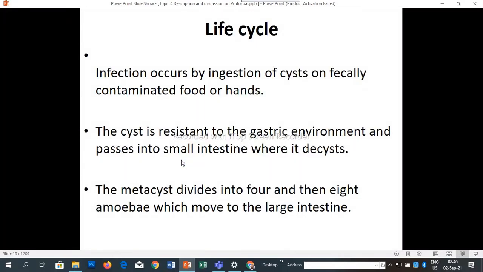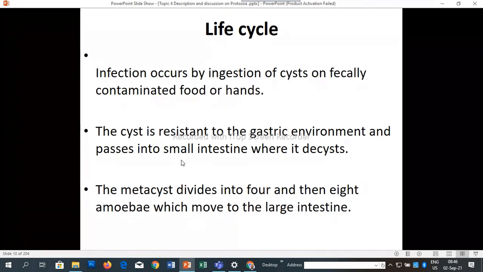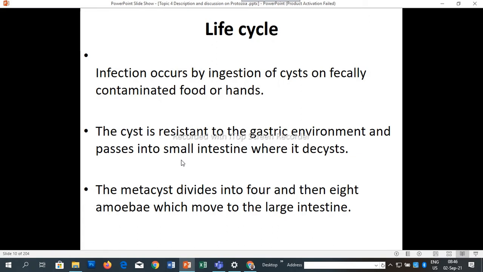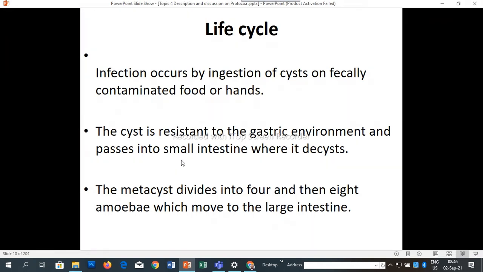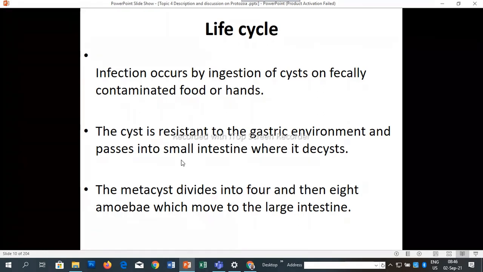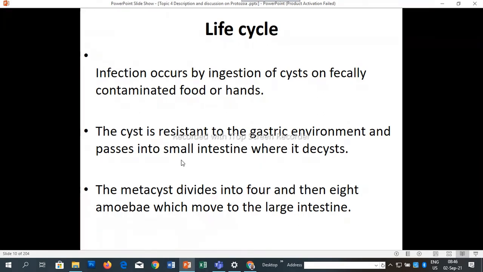The life cycle is simple. Infection occurs by ingestion of cysts in fecally contaminated food or hands. It means that this is a fecal-oral transmitted disease. The cyst is resistant to gastric juice. It means in our stomach, the cyst can survive and pass into the small intestine where it will excyst. The metacyst divides into four and then eight amoebae, which move to the large intestine.